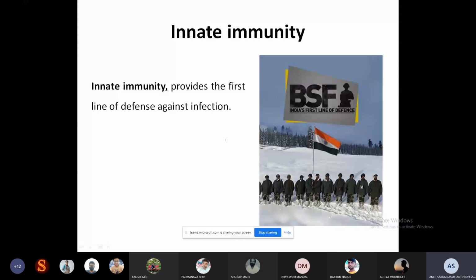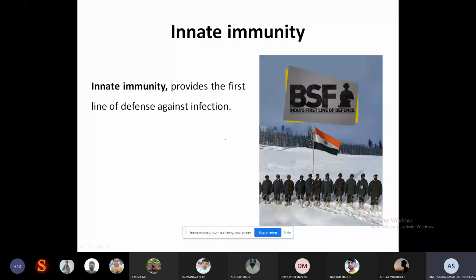Okay, so they're only the first line. If the enemy attacks, they will try to defend. If they fail, then we have our military, our navy, our air force, etc., and different categories of battalions. Second line, third line, something like that. So they're the first line. So innate immunity could also be considered as the first line of defense against any type of microbial infection.